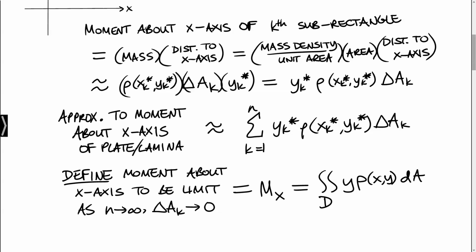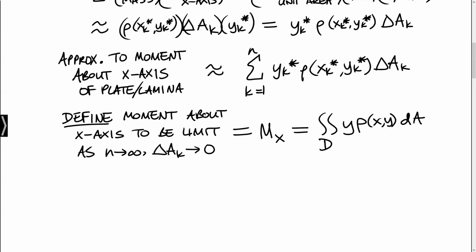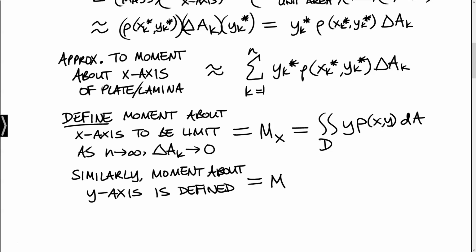And similarly, we can define the moment about the y-axis, just interchanging the roles of x and y. So this is M sub y, and it's the double integral over D of x times rho of x, y dA. So those are the moments.